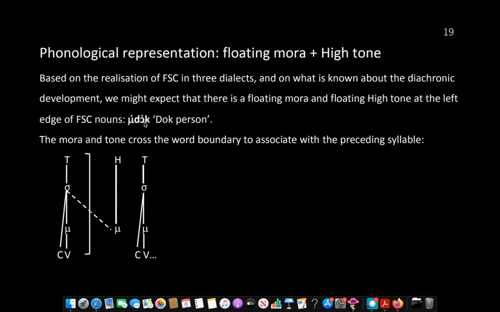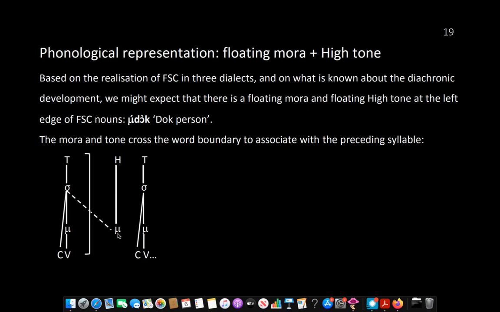The representation then could be as follows. The floating mora and high tone that occur at the left edge of the noun cross the word boundary and associate with the preceding context, as is shown here.